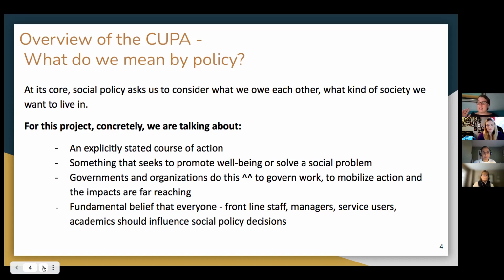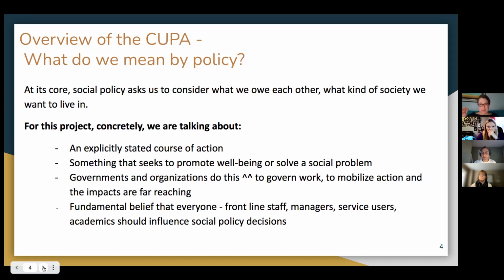So we had, at the beginning of our project, a lot of philosophical or theoretical debates about what we were talking about when we talked about policy. But as you'll see through our presentation, we quickly started to engage people who were working on the ground in services in the homelessness sector and realized that we needed to come up with a really concrete definition of what we meant by policy if we were going to be engaging folks in this work. And so for this project, really concretely, we're talking about policy as an explicitly stated course of action. And that explicitly stated course of action either seeks to promote well-being or solve some sort of social problem.